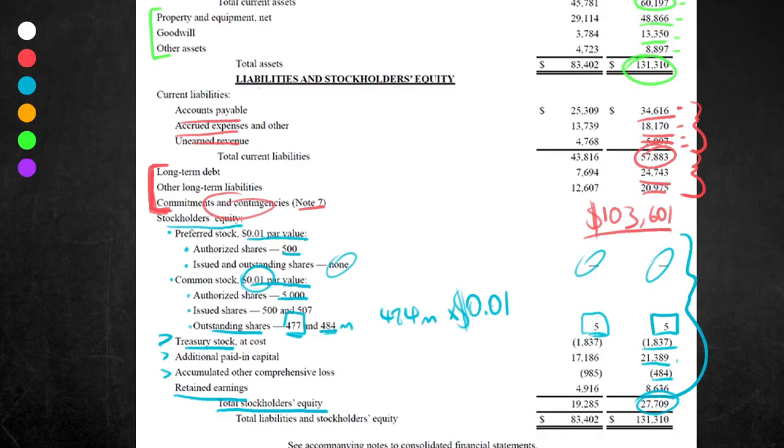And if we take this number, 27,709, and we add it together with this number here, voila, what do you get? You get 131,310, which is exactly the same, if you look here, as the total number of assets, all right, because they are balanced. 131,310 of liabilities and stockholders' equity equals 131,310 of total assets. Okay, boom.